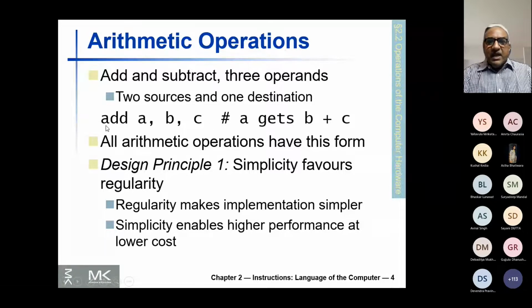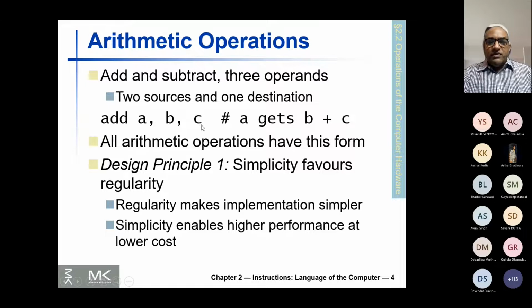So here in add A, comma B, comma C, B and C are your source operands. That means you need to perform the operation on these two entities or values or variables, B and C. Then whatever addition result you get has to be placed in the destination, A. That way, all these addition and subtraction instructions follow a format like this, where it contains three operands.